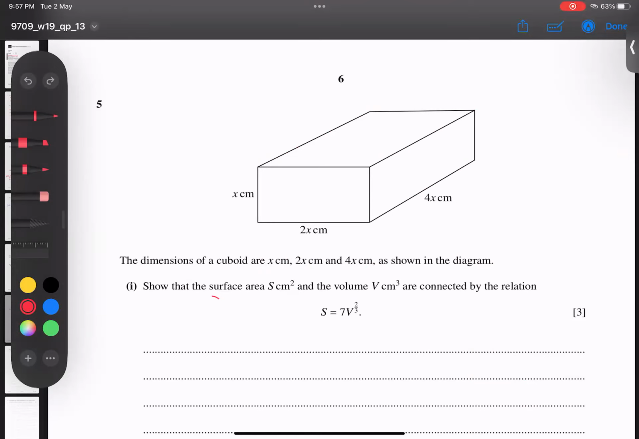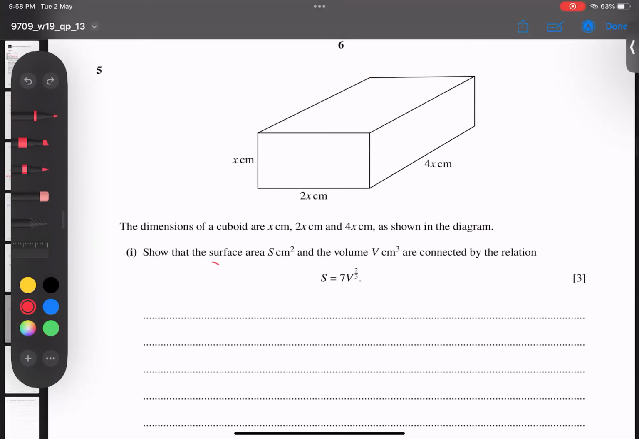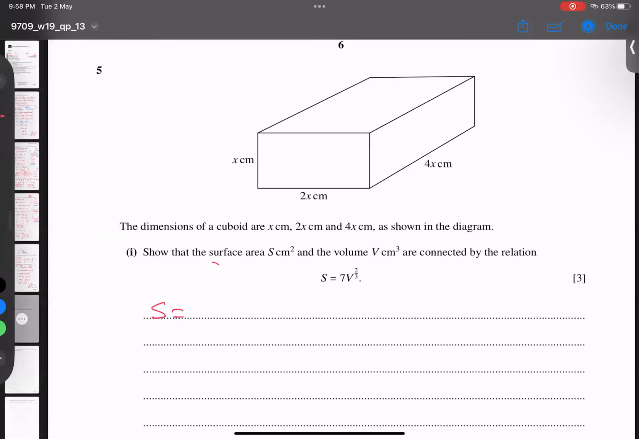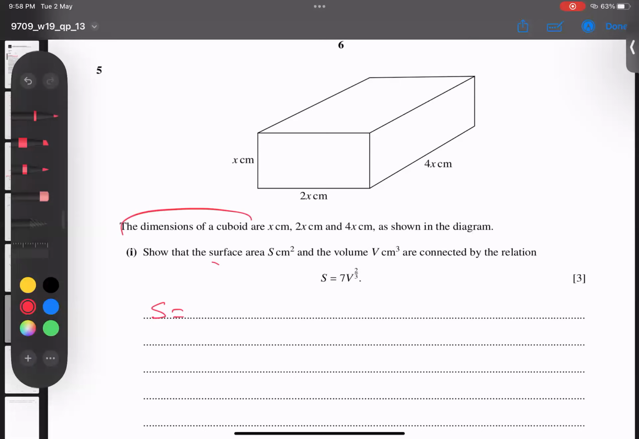It means the best technique is first we go for surface area, and for surface area we have two techniques, one formula and one manual. You can do it. The formula for the closed cuboid is 2 times (length times width, plus width times height, plus height times length). This is a formula.